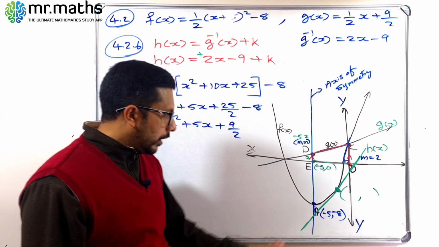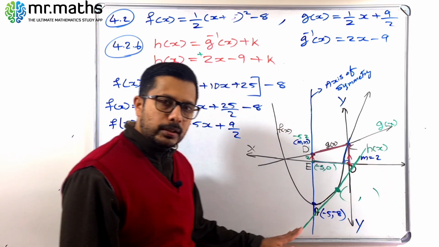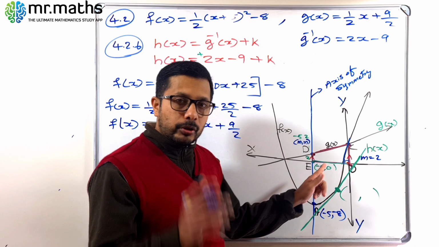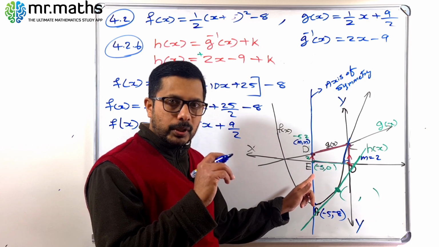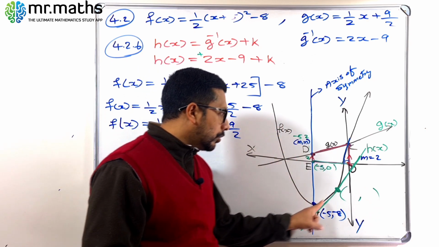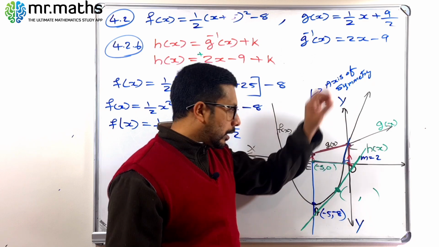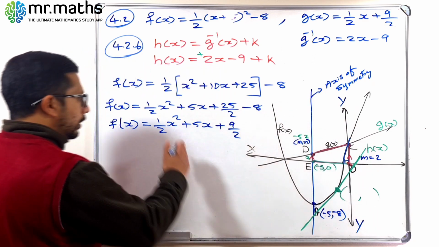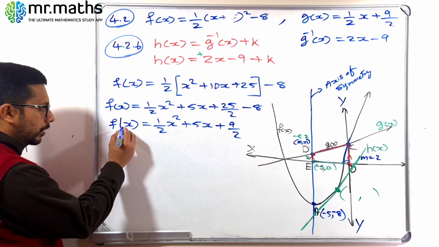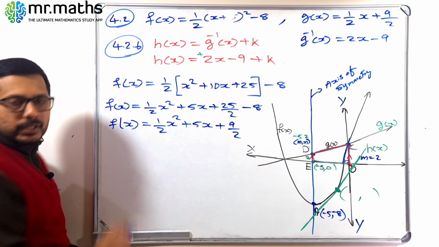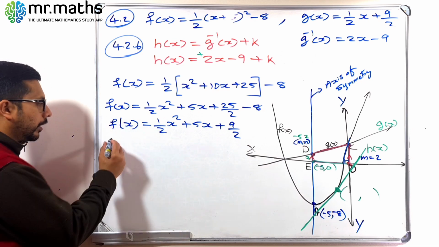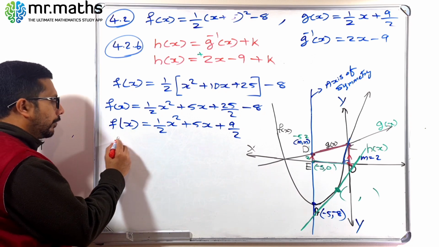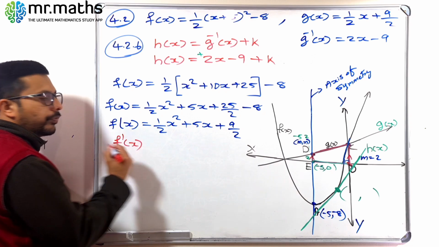Now how can I find the gradient of this tangent? I have to find the derivative of that. Look, you have to remember the example that I told you. I have to find the derivative of this parabola, then substitute the x value at that point. So I have to find the derivative first. So the derivative of f of x, how can you write? f dash of x. The derivative of f of x is f dash of x.